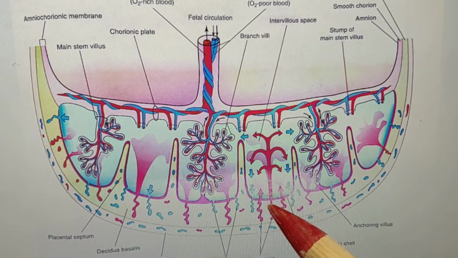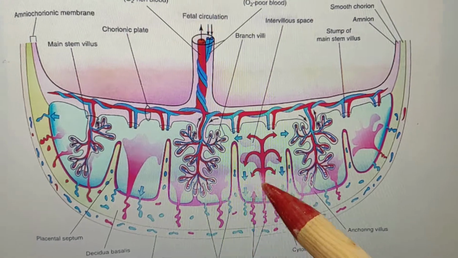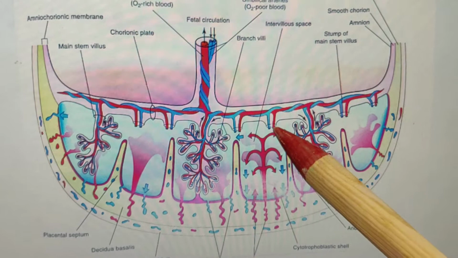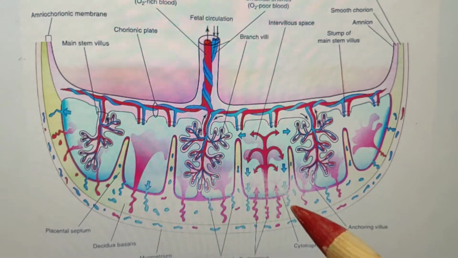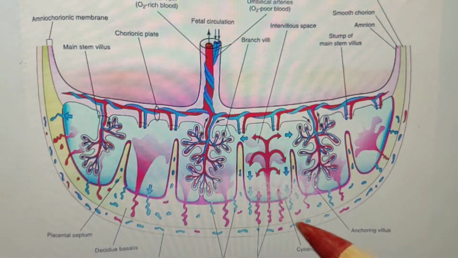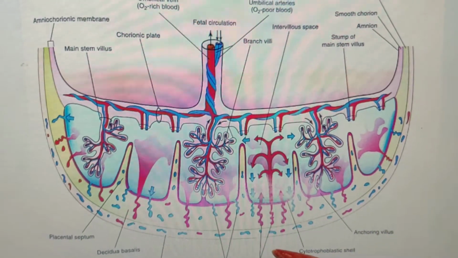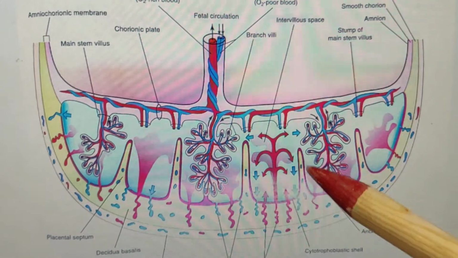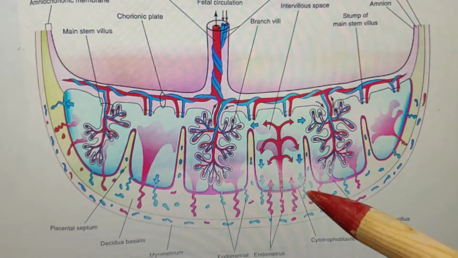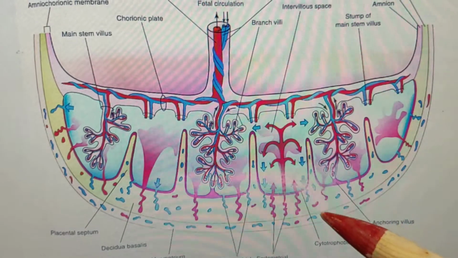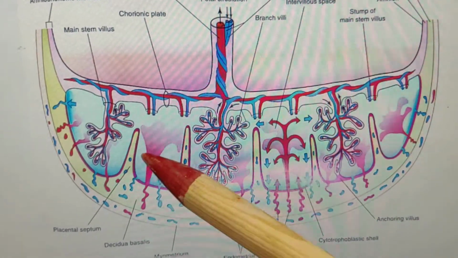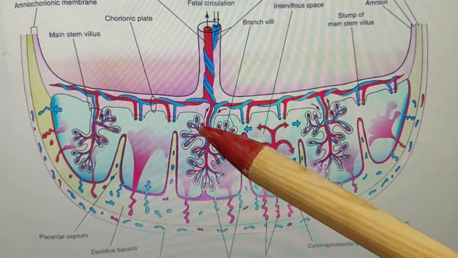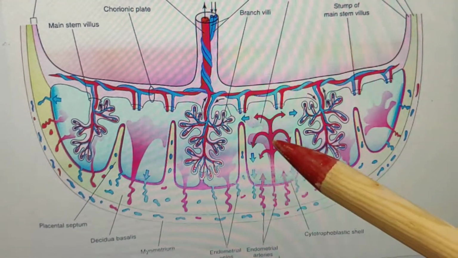Initially, in the upper part, the pressure is high. This blood goes towards the chorionic plate. The pressure reduces, and this blood reverses back and drains into these blue structures. This is the endometrial veins. Means blood comes by the spiral artery and goes back into the endometrial vein. So this space in which these villi are present is the intervillous space.